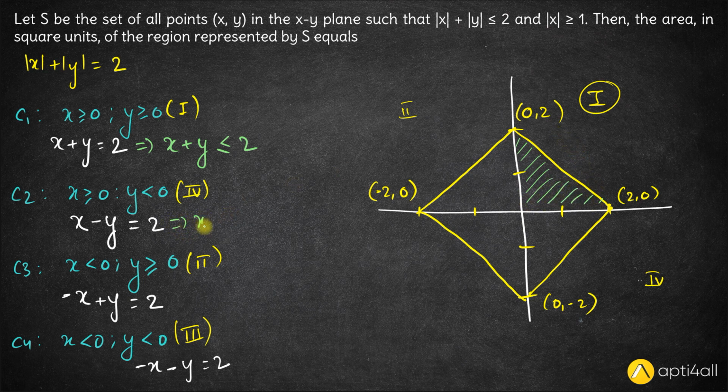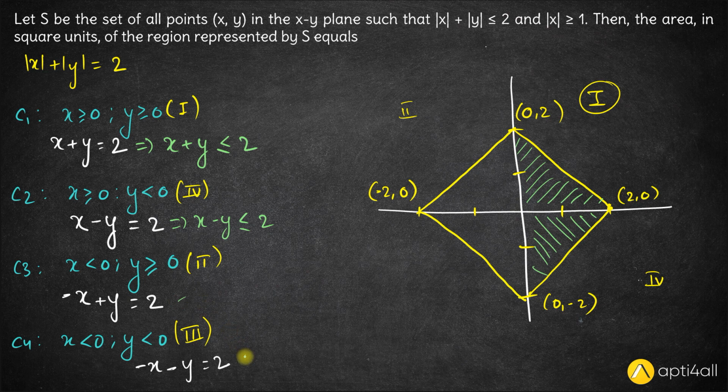Similarly here you will get x minus y is less than or equal to 2. So this is the graph of x minus y equals 2 in the fourth quadrant. But since we have x minus y is less than or equal to 2, the region will be this region. The region here will be x minus y greater than 2. The region here will be x minus y less than 2, and equality is the straight line.